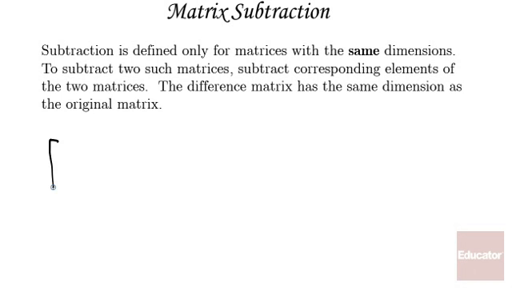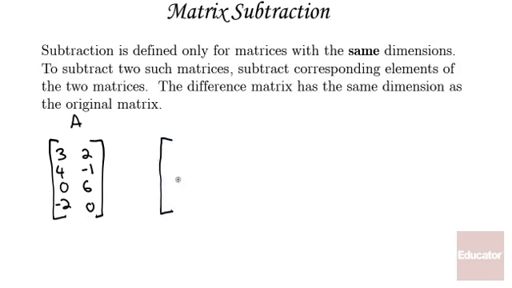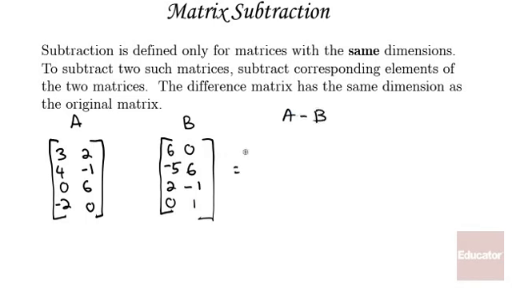So looking at that situation here, if I have 3, 2, 4, negative 1, 0, 6, negative 2, 0, and this is A, I have a second matrix that I'm going to call B, and I'm asked to find A minus B. The difference matrix will be A minus B, over here.